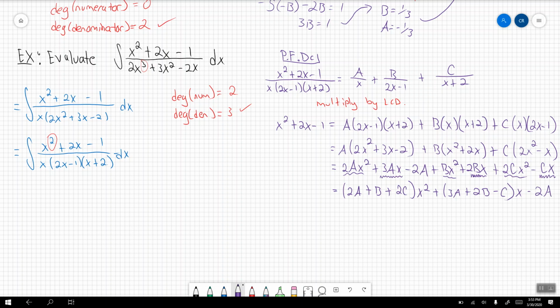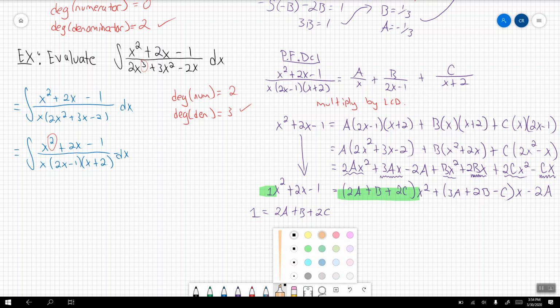Now, the reason I'm doing this is because on the left-hand side, I'm left with x squared plus 2x minus 1. All I have to do now is, because both of these sides are equal, basically compare coefficients. These coefficients are multiplying the x squared. In other words, the coefficient here is 1, which means 1 must be equal to 2a plus b plus 2c.